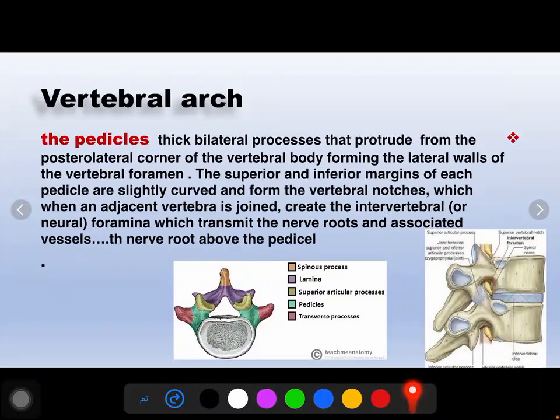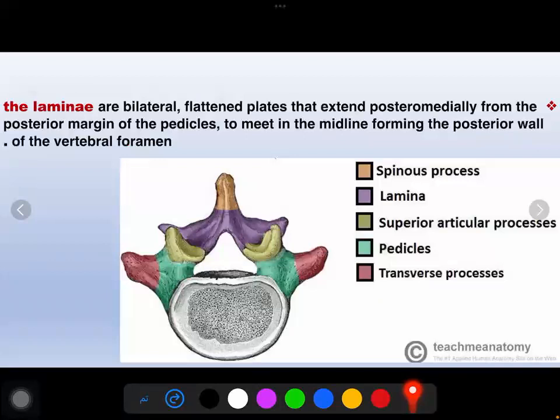This is the site of the intervertebral foramen through which the spinal nerve root will pass. So the spinal nerve root is seen above the pedicle and not below the pedicle. This is the lamina, represented by purple color, that is fused together to form the spinous process.